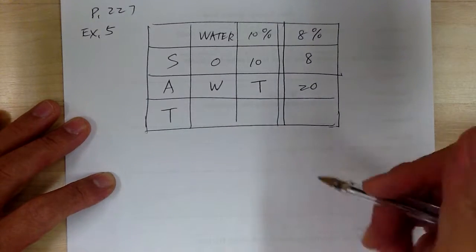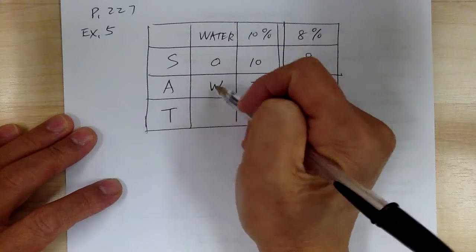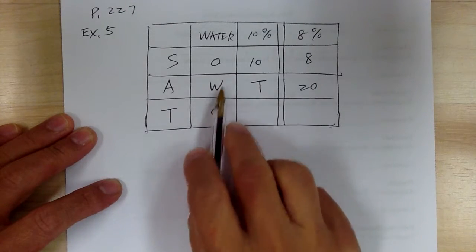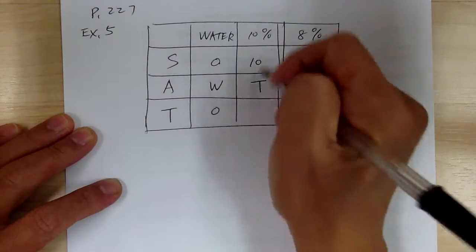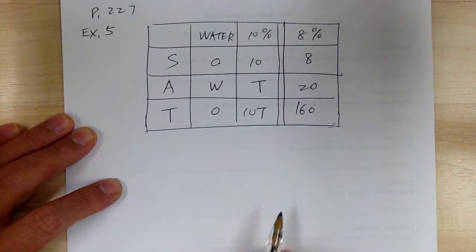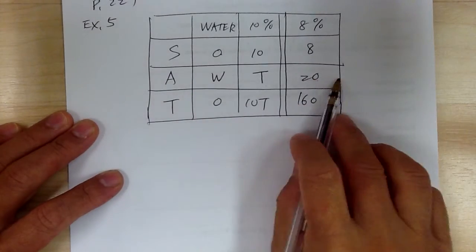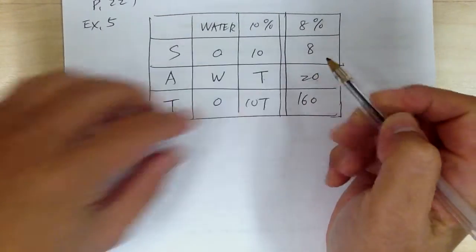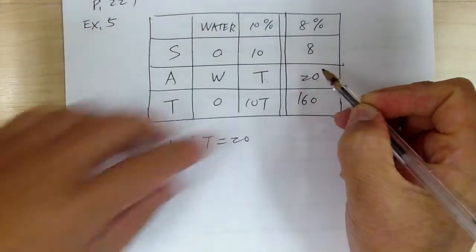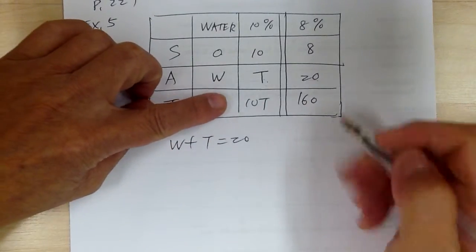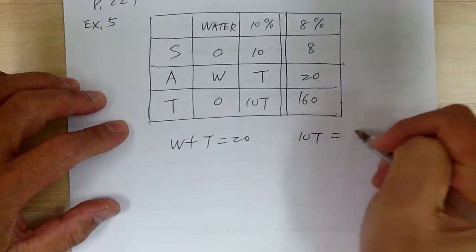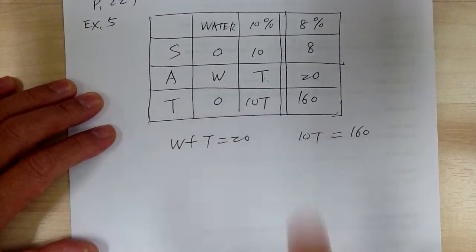So now let's multiply down, right? 0 times W is 0. It's not W, it's not 1. It's 0. 0 times W is 0. So this would be 10T, and over here is 160. So now you got two variables, you need to get two equations. And when you go across, that's your equation already. You add these two together to get that, so that's your W plus T equal to 20. And over here, don't write 0. You add these two together to get that, so it'd be 10T equal to 160 already. You don't need a 0.